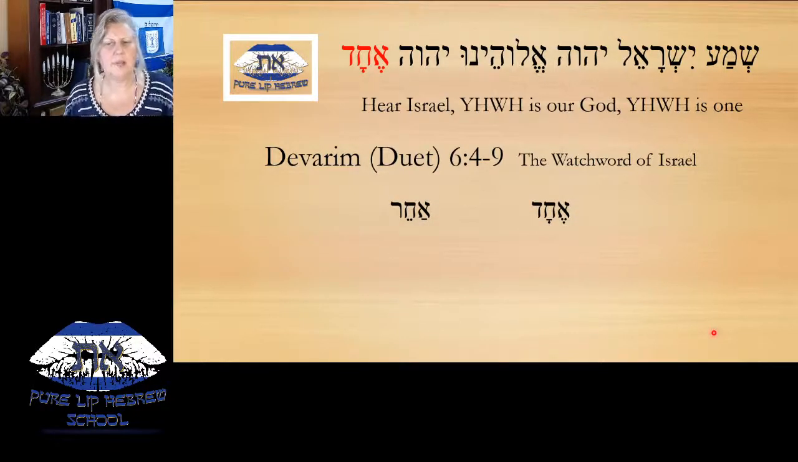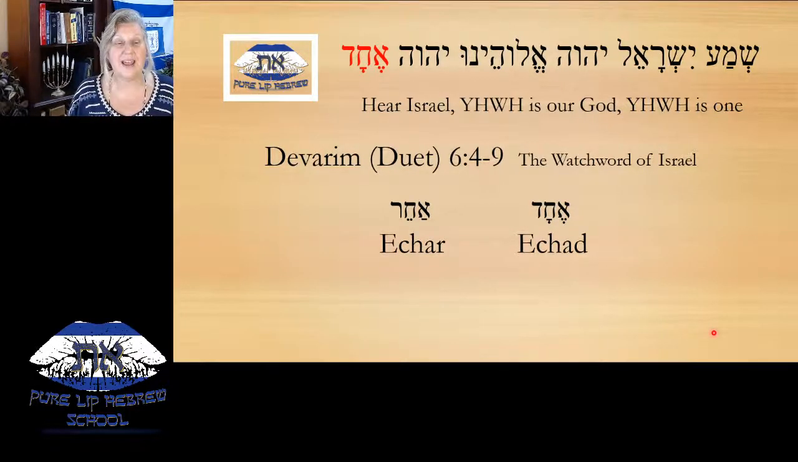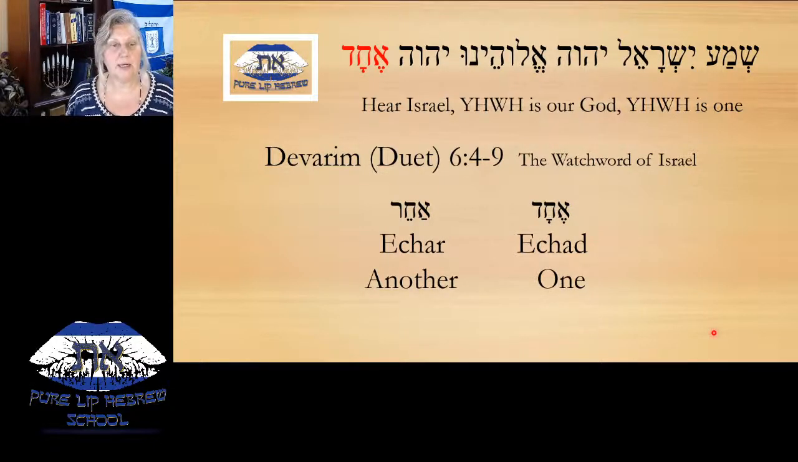Let's take a look at a couple of words. The word on the right is echad. The word on the left is acher. The word on the right means one. The word on the left means another. Look at the two letters. These are the only differences in these words. And look at how close these letters resemble each other. This is why I say we need to be intimate.